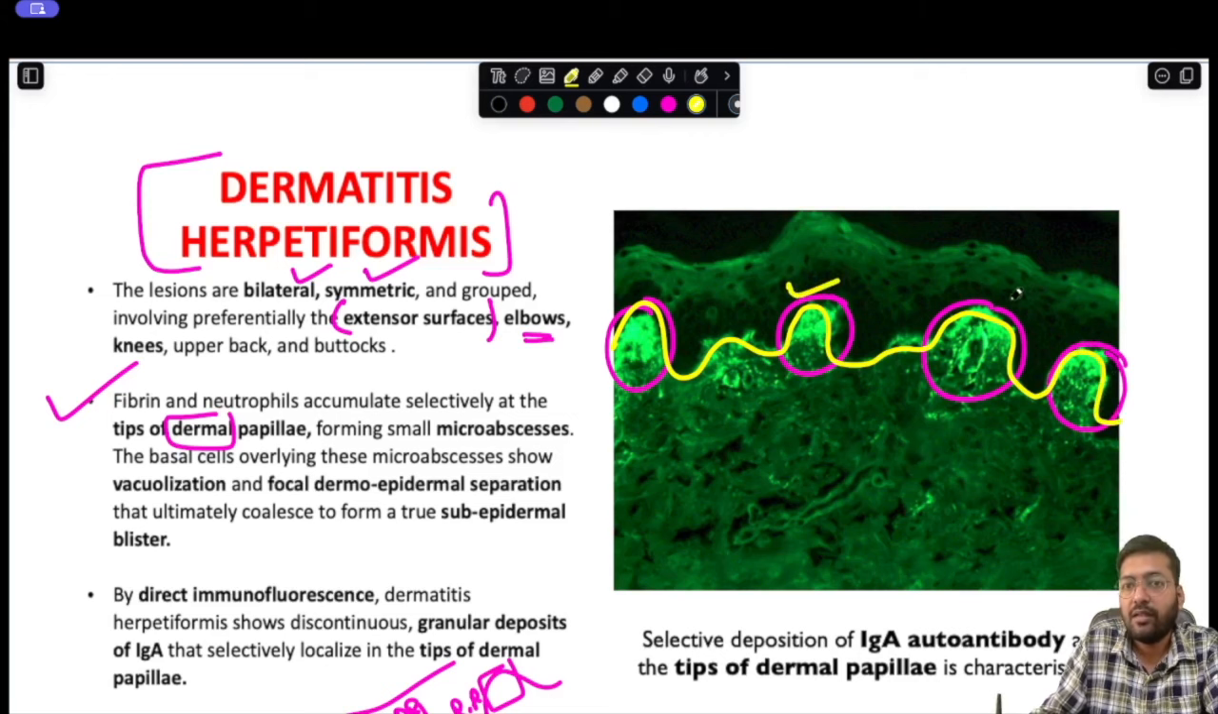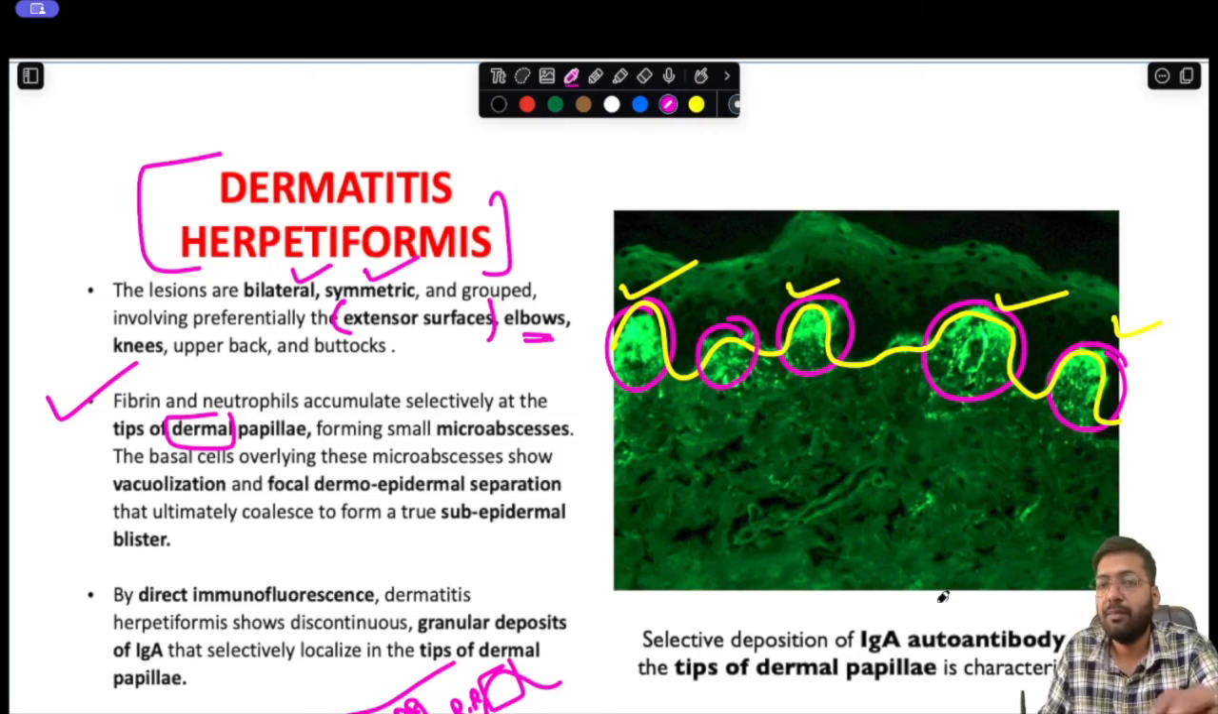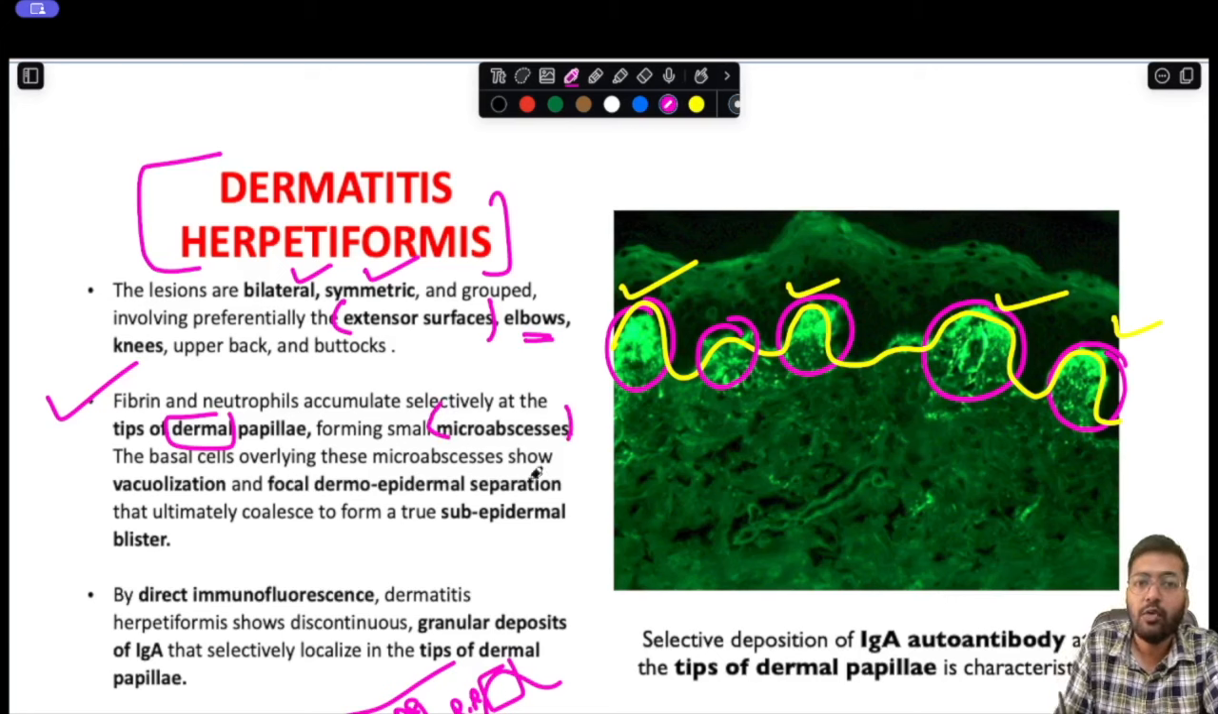And over here, the pathology where it is lying, these are the dermal papilla, tip of the dermal papilla. Over here also some deposition is there. So these are the tips of the dermal papilla where the pathology is. Now over here, what is happening is that fibrin and neutrophils are selectively accumulating at these points, forming small microabscesses.